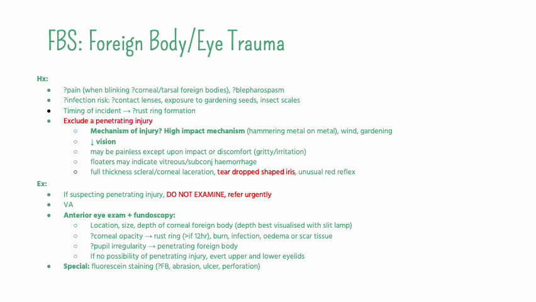So on your exam, you want to really figure out what the location, size, and the depth of the foreign body is, particularly if it's in the central pupillary zone. Surrounding corneal opacity may indicate a rust ring, burn and infection, edema or scar tissue. Irregularities in the pupil shape may indicate a penetrating foreign body causing iris incarceration. And some of the special tests you want to perform are fluorescein staining for foreign body, abrasion, ulcer, or perforation.